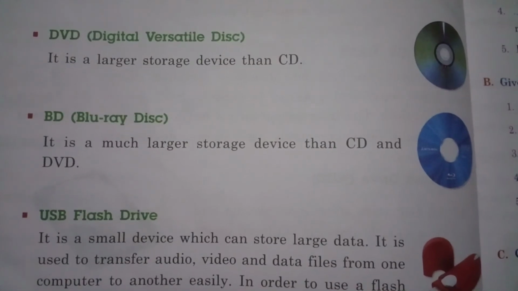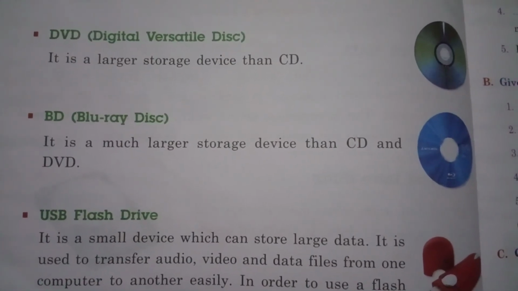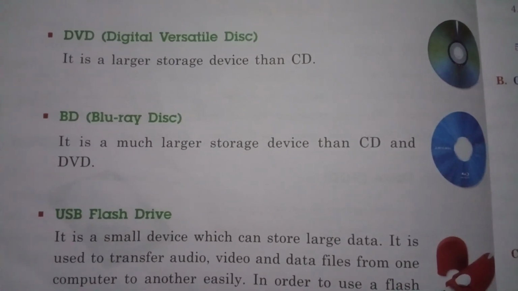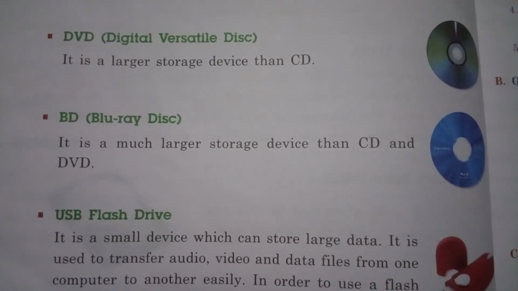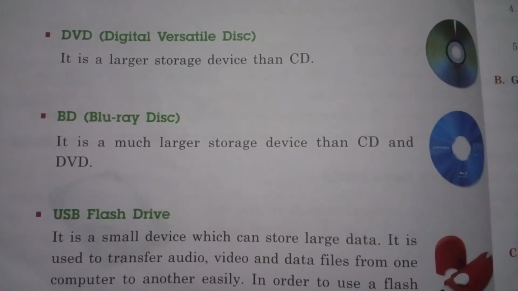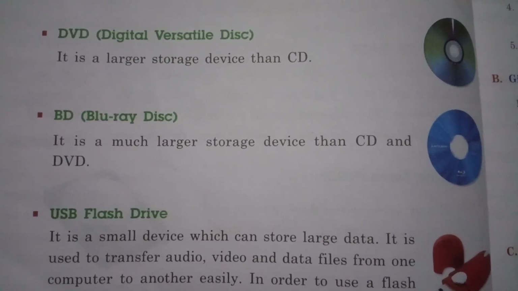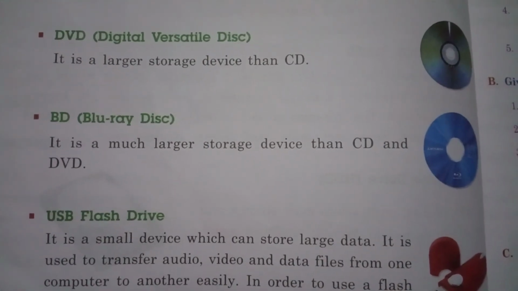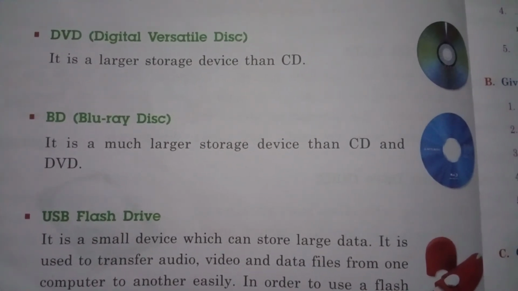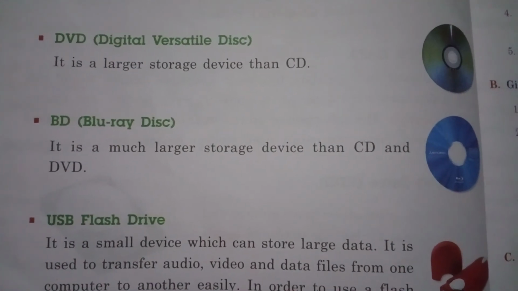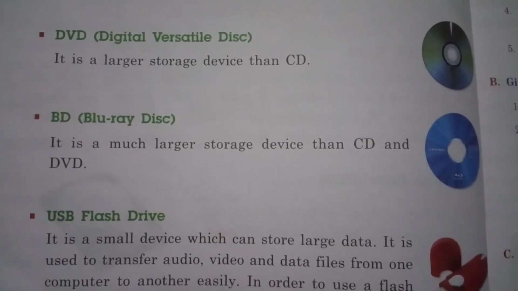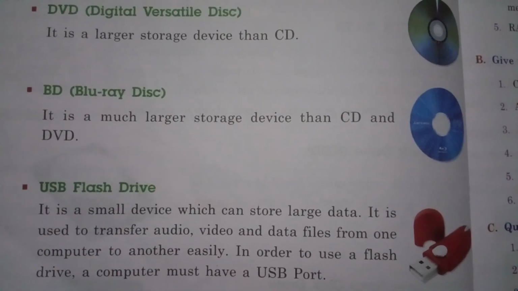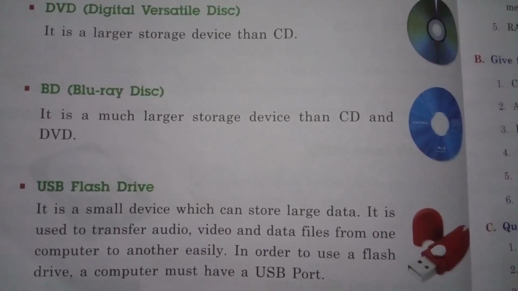Next is DVD, digital versatile disc. You all know DVDs. It is a larger storage device than a CD. Large data is stored on DVDs. You can see these DVDs. So much large data is stored on these DVDs. Next is BD. BD is a much larger storage device than the CD and DVD.